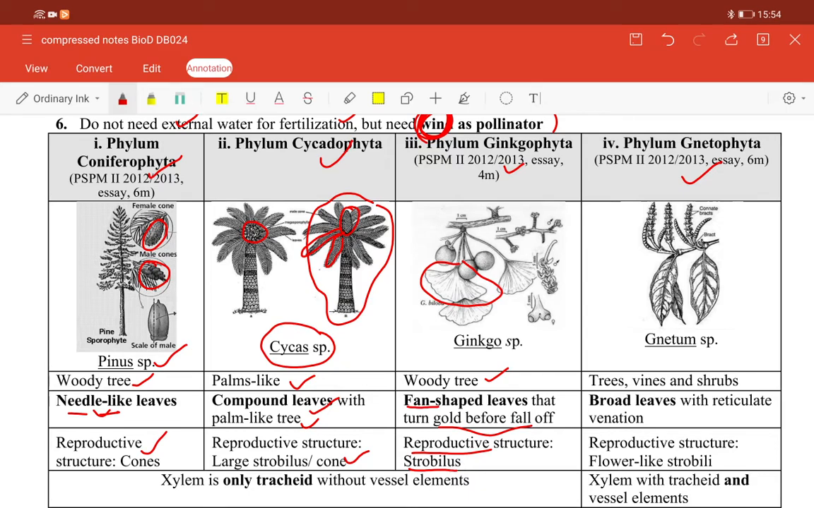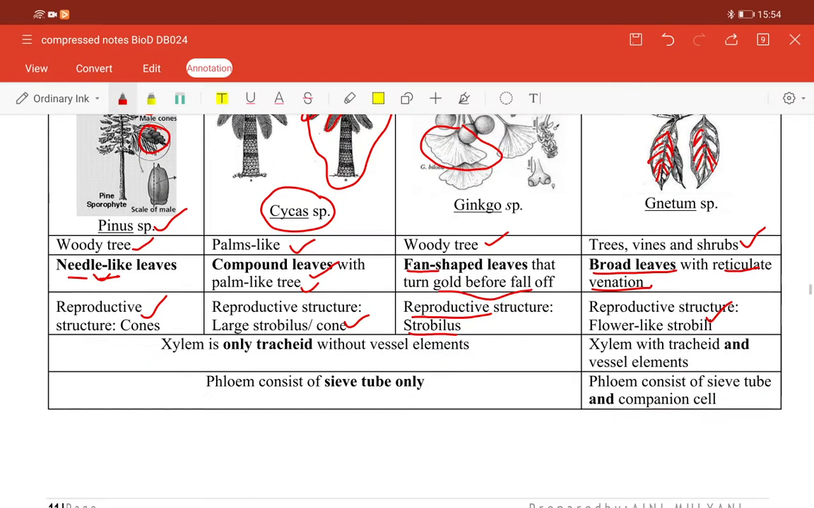Okay. While for the phylum Gnetophyta, it consists of trees, vines and shrubs. And the leaves are broad with reticulate venation. Maksudnya, inilah vein dia. Okay. Urat daun dia tu lah. Macam tu. Okay. Reproductive structure is the flower-like strobili.